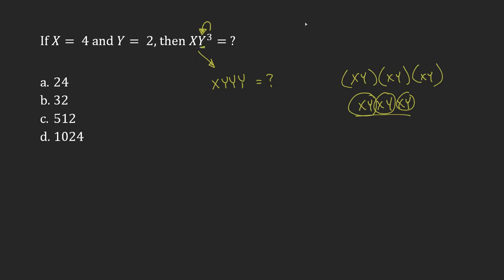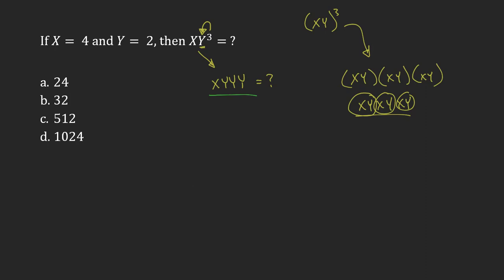If this had been written instead, like in brackets, x times y, and then everything that's in the brackets is raised to the power of 3, then that would be this. But instead, the correct thing for us to be looking at is x times y times y times y.